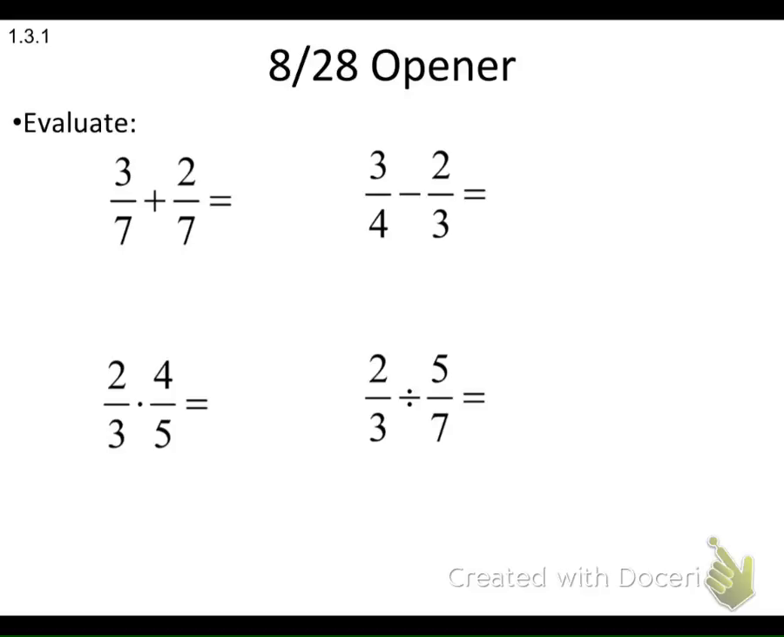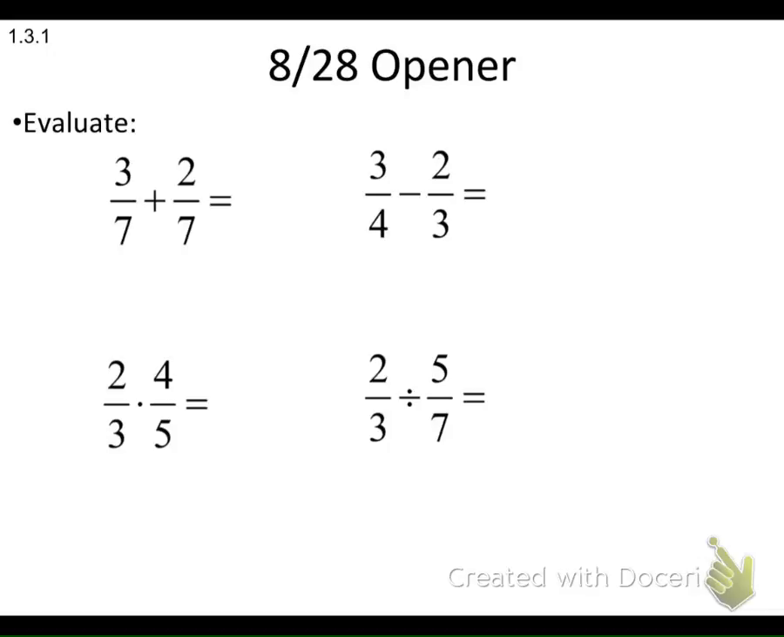So, adding and subtracting, our first two problems, we have 3/7 plus 2/7. Now, fractions have a top number and a bottom number. Our top number is going to be called the, what's our top number called? Numerator. Our bottom number is going to be called the denominator. When you add or subtract fractions, they have to have a common denominator, which means the denominators have to be the same.